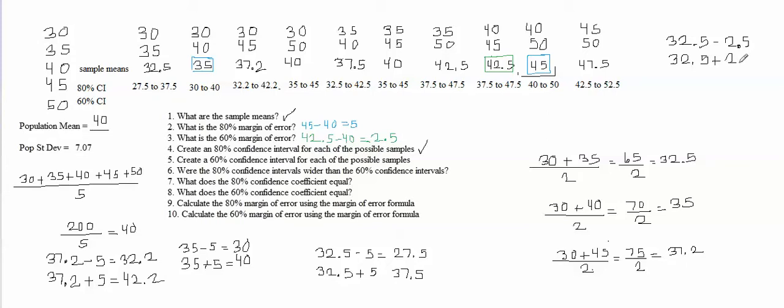So this number that we're adding and subtracting is the 60% margin of error. The fact that it's the 60% margin of error is actually what makes our answer a 60% confidence interval. So when we subtract, we get 30. When we add, we get 35. So this first one is 30 to 35.